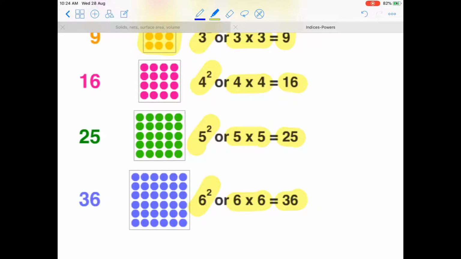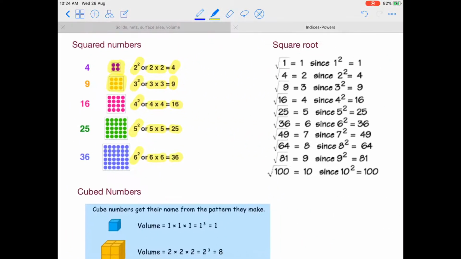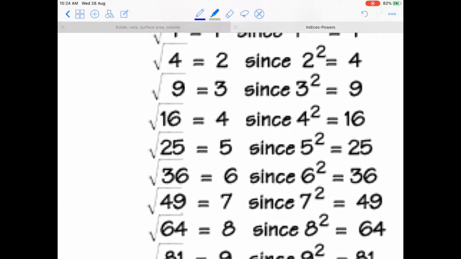Then we have square root. So we can think of square root as the reverse of square. So for example, we have the square root of 4. So we ask the question, what number times itself will give us 4? So we know 2 times 2 is equal to 4. So the square root of 4 is equal to 2.